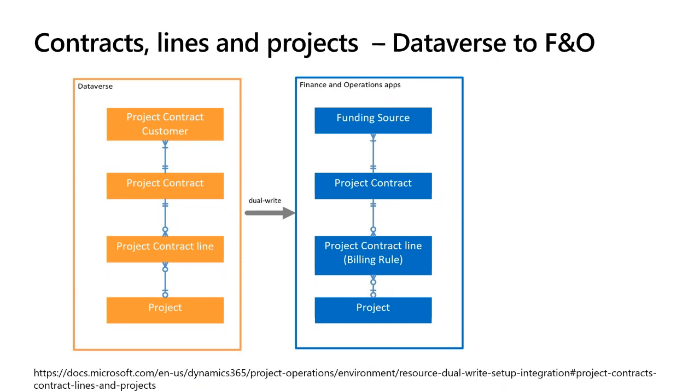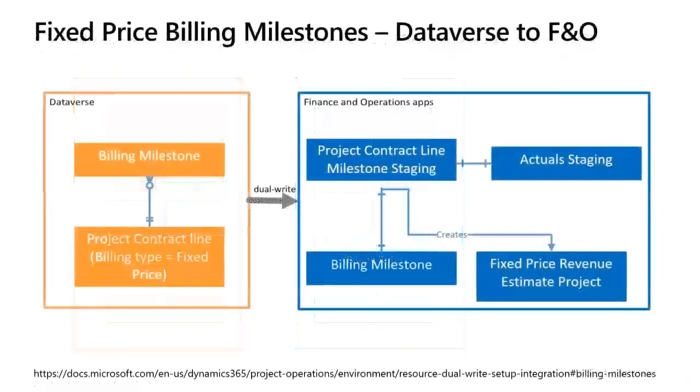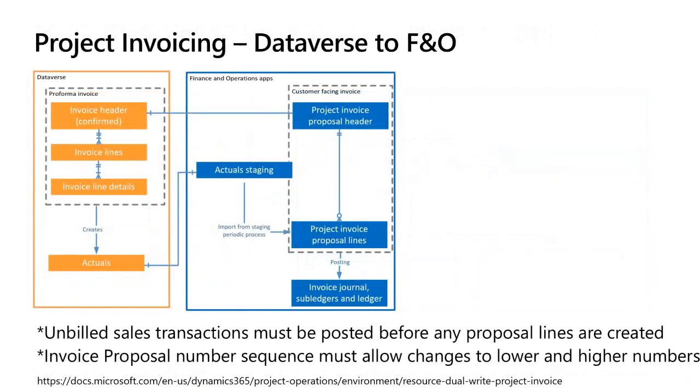So this illustrates the contract lines and project entities that are used on both sides. And you see there is a one-to-one match, more or less. And here we can see the fixed price billing milestones, both on the Dataverse and finance and operations sides. You can see there's a bit of different tables involved. And here's the invoicing tables. You can see the invoice header on the left side, invoice lines, details, and actuals, and similar tables on the right side in finance and operations.